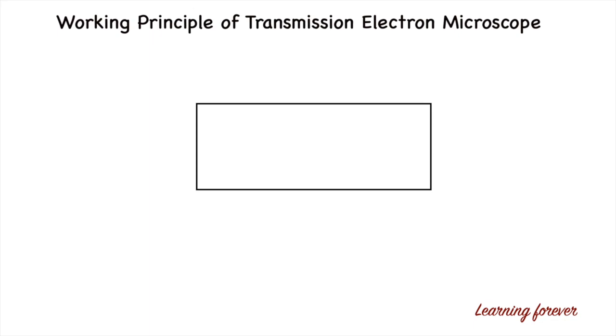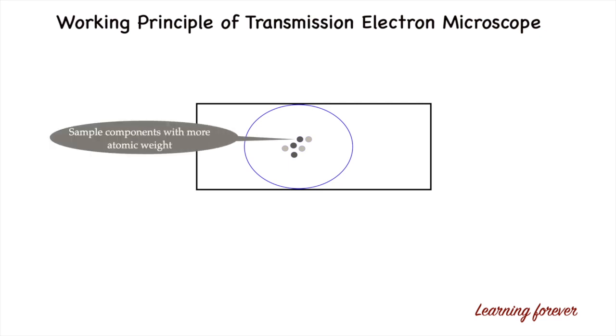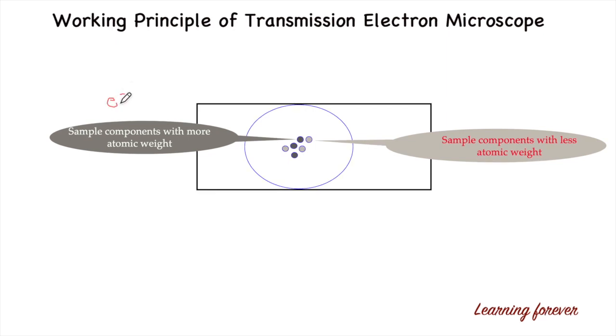Let's see the working principle of the transmission electron microscope in detail. Suppose a slide is kept on the stage of the electron microscope, which consists of a biological sample having two types of components: sample components with more atomic weight and sample components with less atomic weight. When electrons hit the sample, depending upon the atomic weight of the different components, there is lateral absorption of the electrons. When electrons hit a component with more atomic weight, there will be more lateral absorption. Since more electrons are absorbed by the sample, what will happen to the transmission? So transmission will be less.